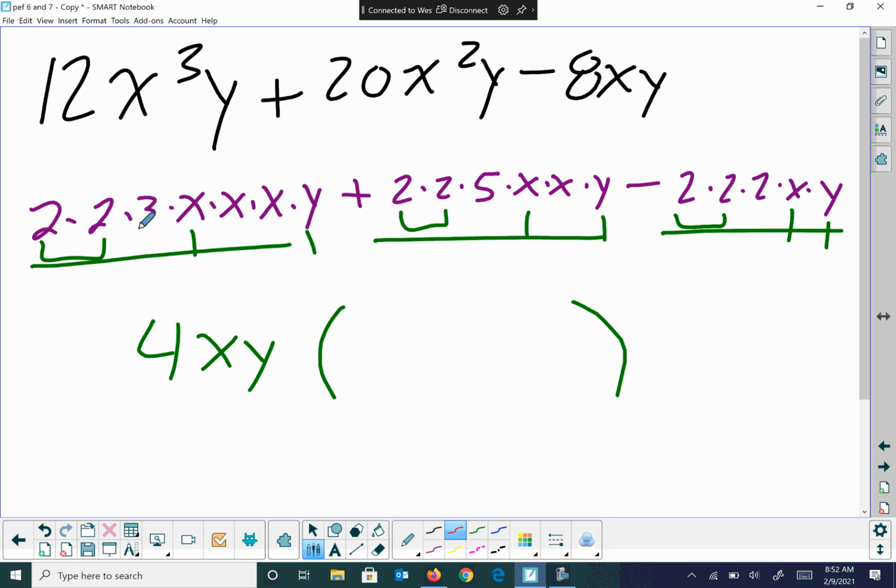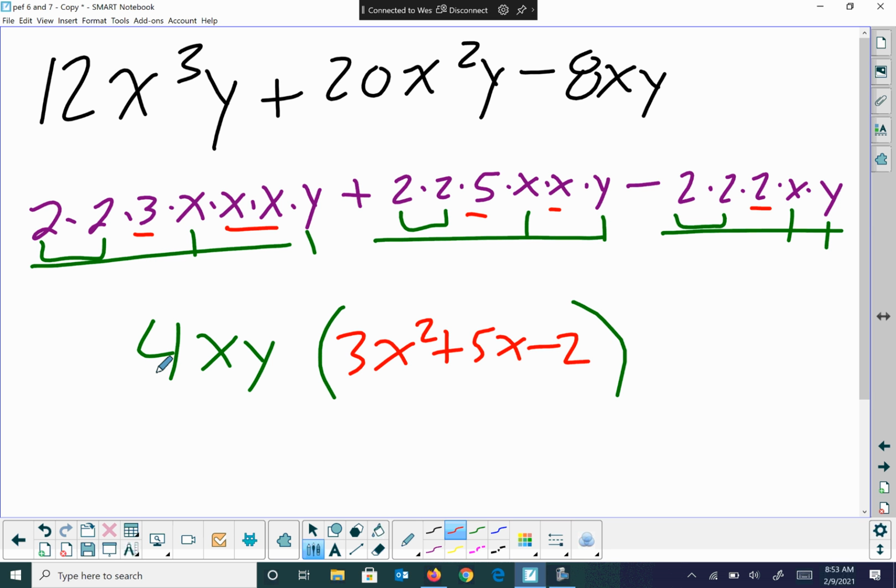Let's take a look. I have a 3 and an xx, so that's 3x squared. Bring the plus sign down. I have a 5x. Bring the minus sign down, and a 2. It's done. We can double check it.